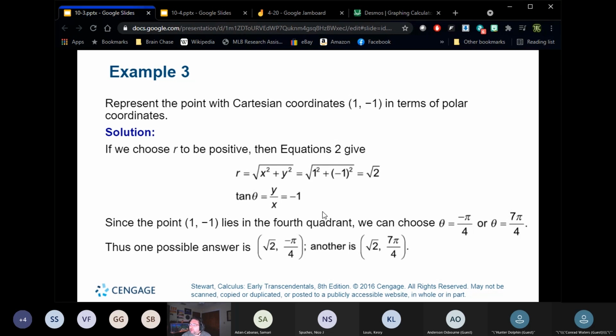So you can use r equals the square root of 2 and theta equals negative π/4, or you can change it so it's a positive theta by adding 2π to it, and you get 7π/4. So either one of those two answers would work and be acceptable for converting it back over.